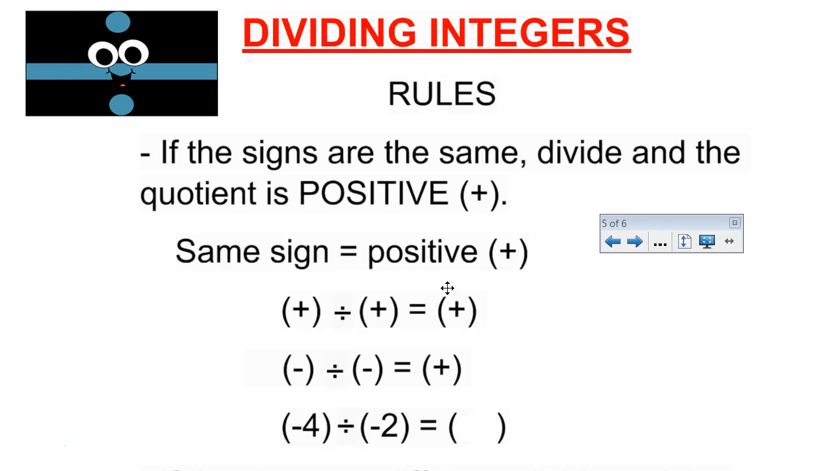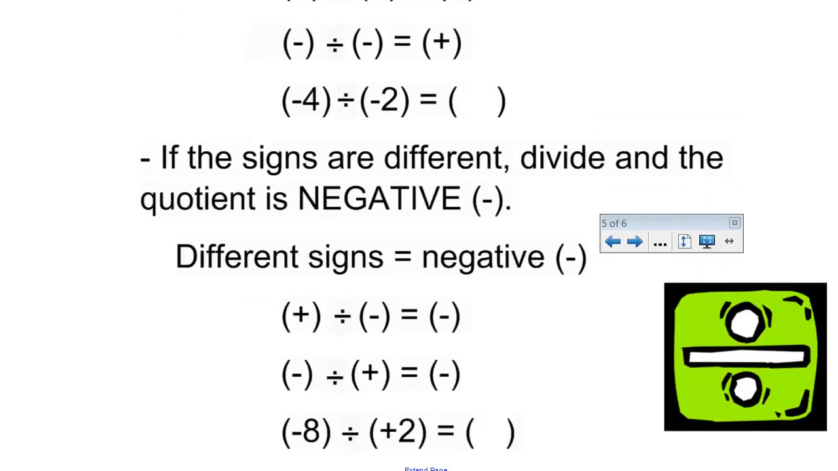Moving on to the dividing integer rules. These are identical to the multiplying integer rules. Yay, they're the same. So, if they're the same, divide, and the quotient is positive. So if it's two positives, it becomes positive. 2 negatives, that's an even number of negatives, positive answer. So -2 divided by -2, wait for it. Did I say -2 divided by negative? A -4 divided by -2, wait for it. 2! Had to think about that one for a moment.